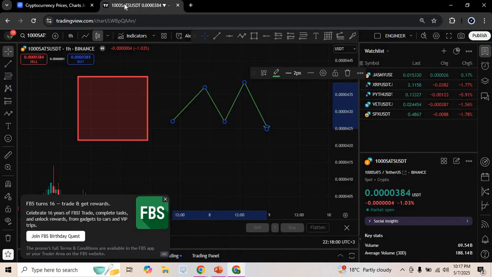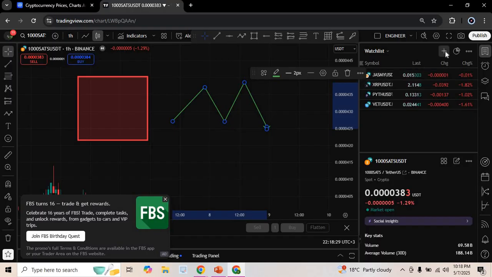So that's the same thing with this watch list right here on TradingView. You can see my watch list. I have Jasmy, XRP, PIV, VET, SPX. If I want to delete SPX, I can come to it, move my cursor to that option, and I'll see the dustbin symbol at the end right here, and I can delete that. So how do we add a coin on our radar?